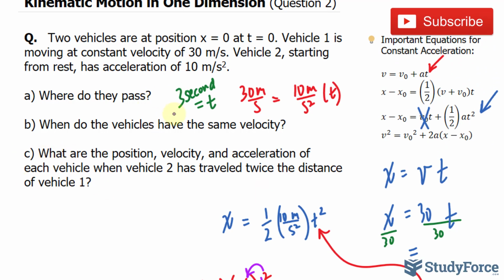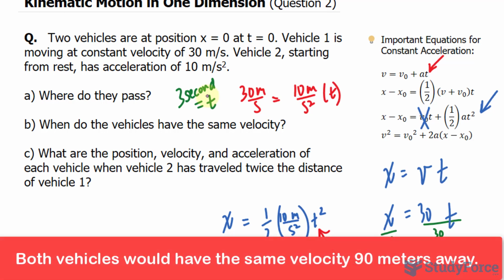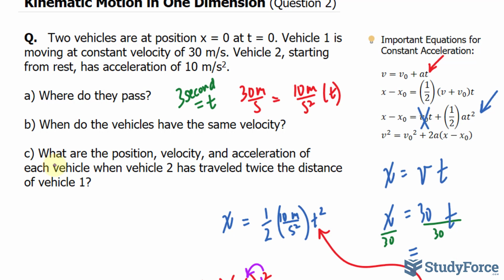Before I answer this, if I wanted to find the position right now of both vehicles, I would take the 3 seconds here, multiply it by its velocity of 30 meters per second, and that would be 90 meters away. So going to this question, what are the position, velocity, and acceleration of each vehicle when vehicle 2 has traveled twice the distance of vehicle 1?